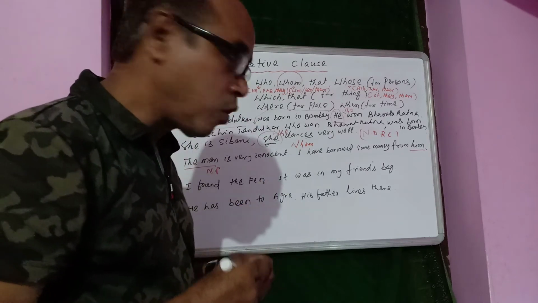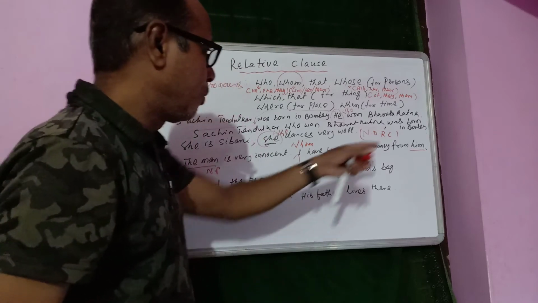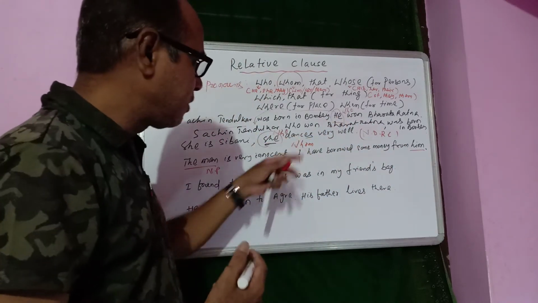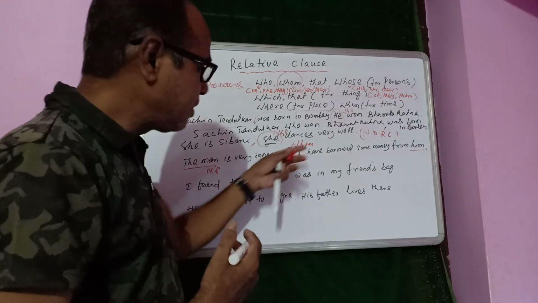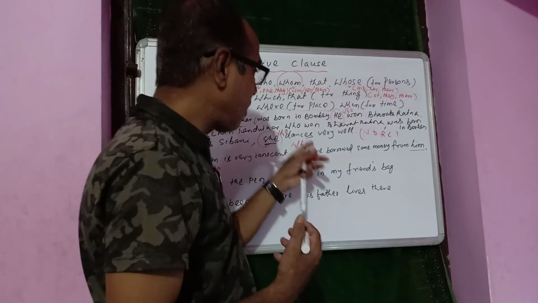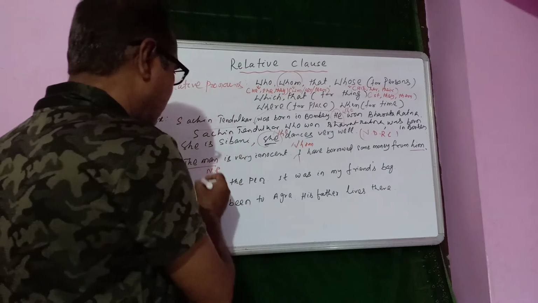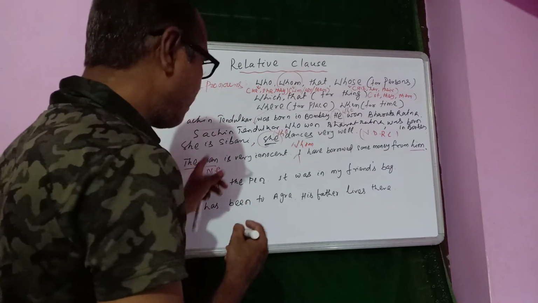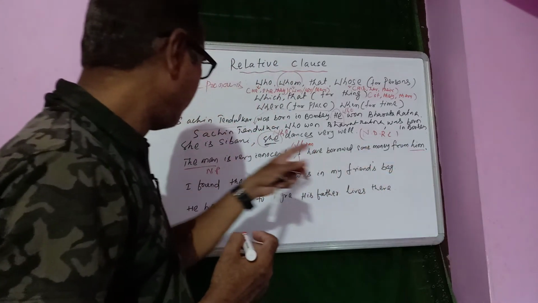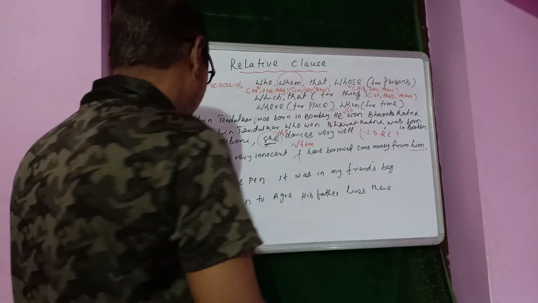Now see, for him, we used whom at the beginning of the relative clause. We used whom as a relative pronoun, as the subordinator of the relative clause: whom I have borrowed some money from. Now I can write: the man whom I have borrowed some money from is very innocent. We can write the answer.